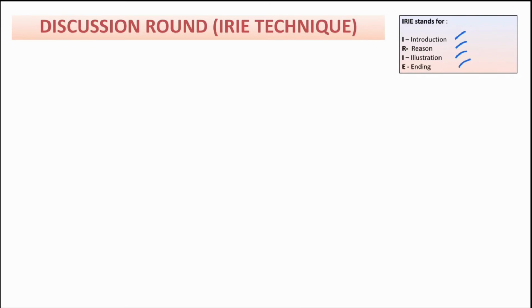Then comes illustration. It's better to give an example to justify your point, because whenever you give an example, examiners can clearly understand what you are trying to say. And then comes ending. It's good to end your answer carefully and precisely, because in the ending part, the examiner can definitely get a click in his mind that yes, this is the end of the question, so I have to be prepared to ask the next question, right?